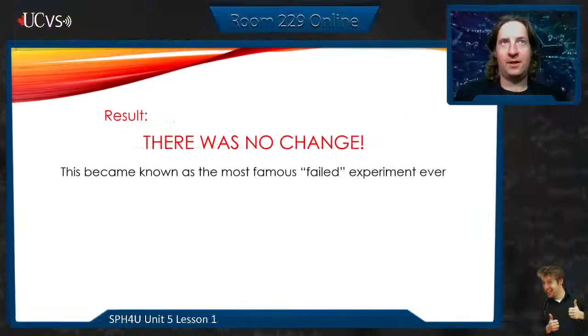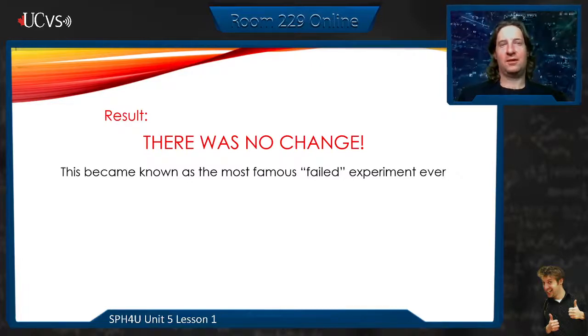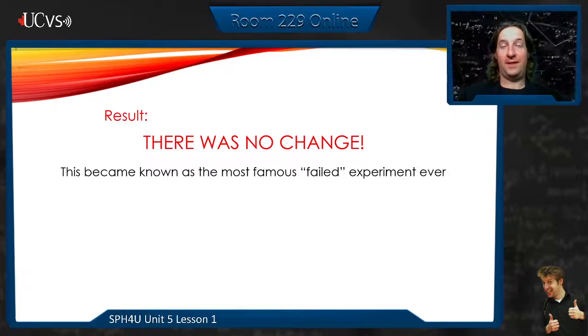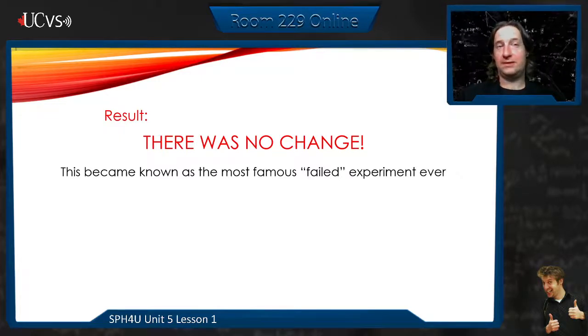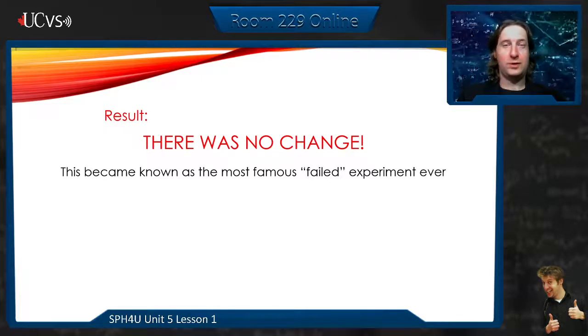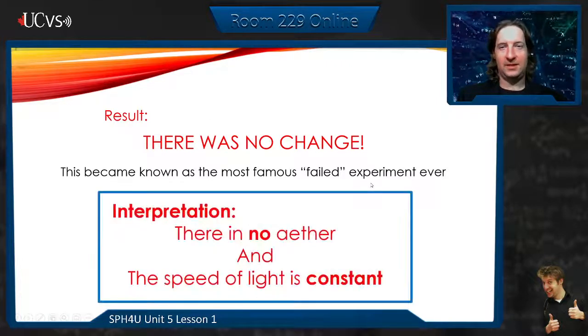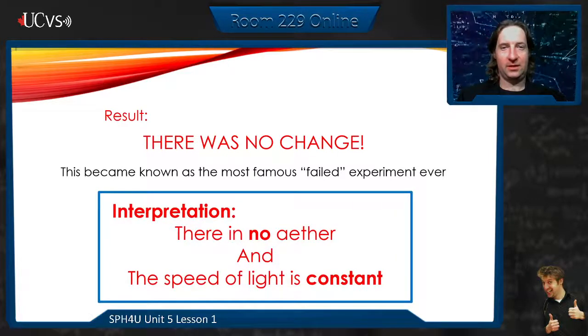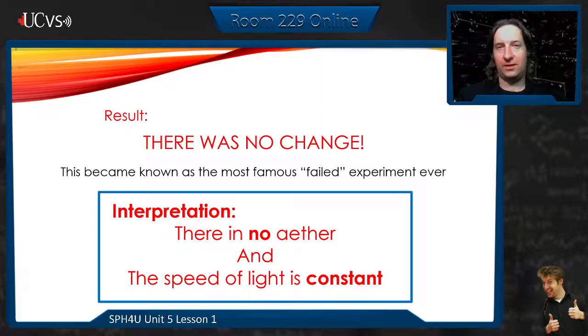Okay? Remarkably, there was no measurable difference. So they failed. They couldn't do it. They couldn't find the ether. So this has become known as one of the most famous failed experiments, because there is no ether, and the speed of light has to be constant everywhere. Okay, so there is no luminiferous ether.